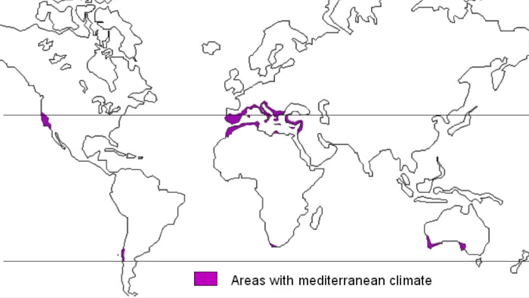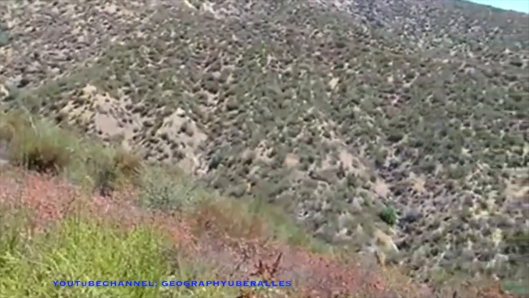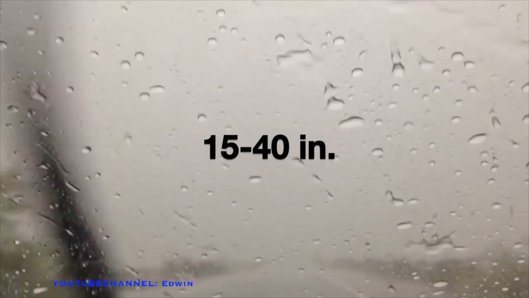The chaparral is in a Mediterranean climate zone. This means the chaparral experiences hot and dry summers and mild, cool, rainy winters. The chaparral biome can get 15 to 40 inches of rain per year.